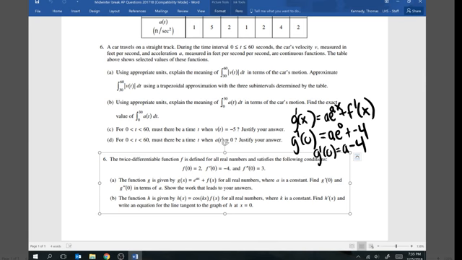Next one, g double prime. So I have to take the derivative of g prime. I chain rule down another a in the exponent. So I get an a squared e to the ax plus the derivative of f prime, which is f double prime. And here's my g double prime equation. Now I just plug in f double prime of 0 is 3. I plug in 0 for x. This becomes 1 again, so I get a squared plus 3, and I've solved the first part of the question.